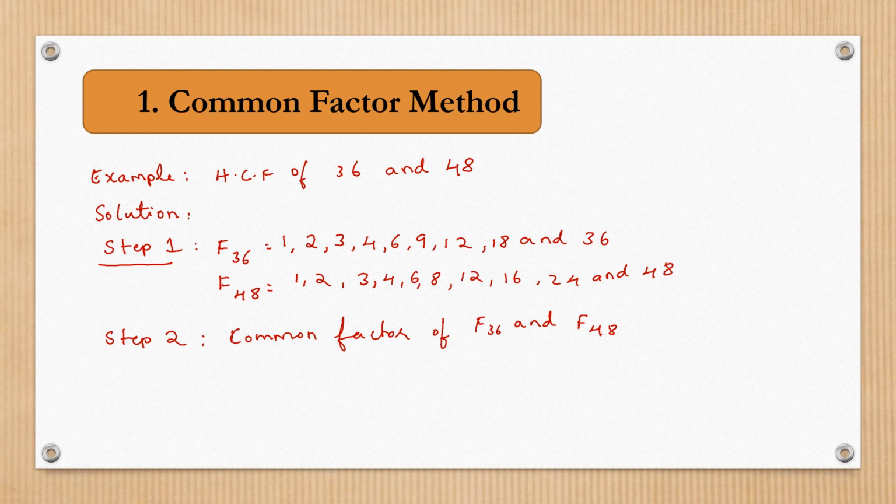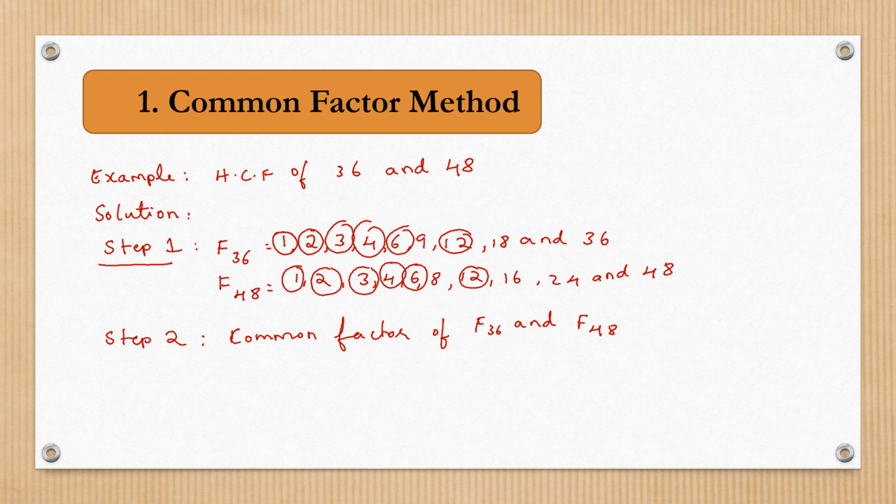Let's see here and circle one by one. 1 is present here, even 1 is present. So let's move to 2. Then 3, 4, 6. 8 is not present, so we cannot circle. Even 9 is not present. Let's move to 12. Then 18, no. 16, no. 24, no. And last 48, no.